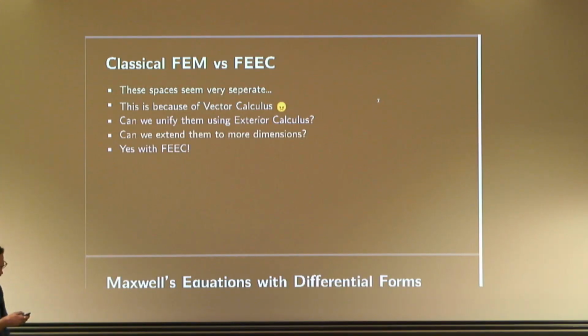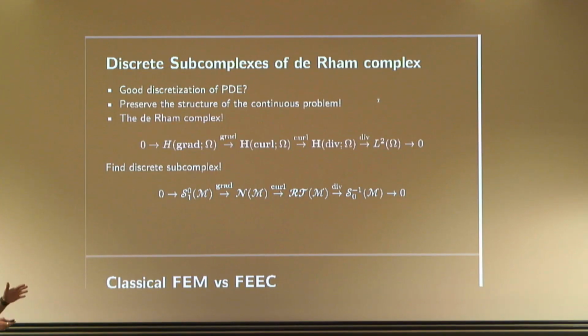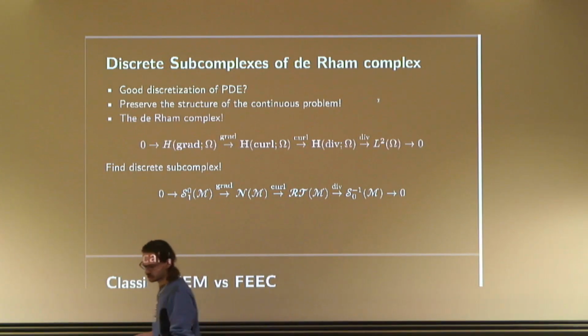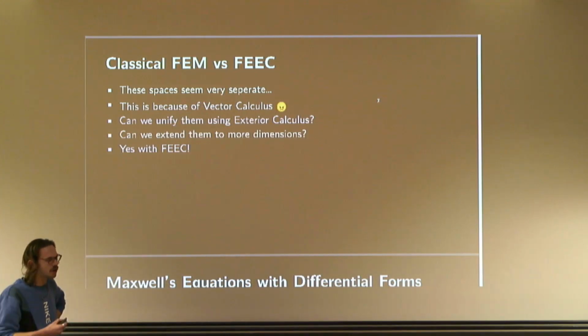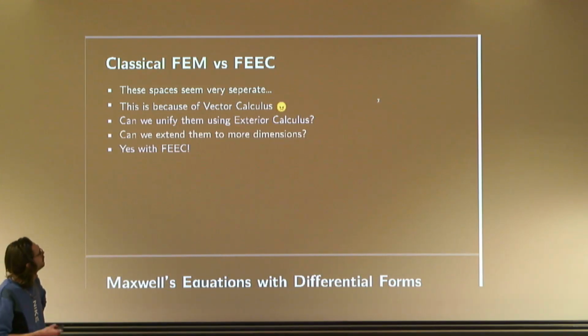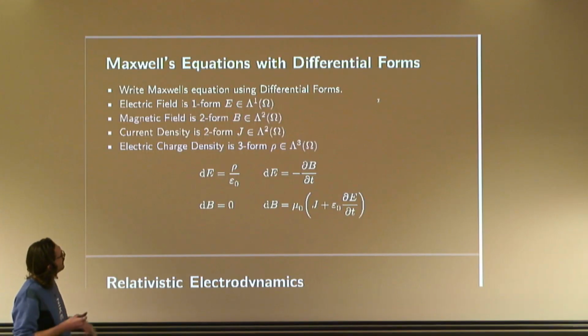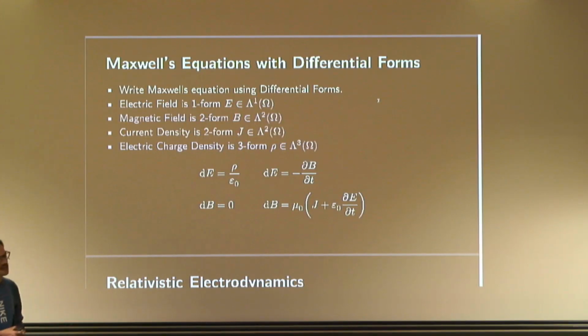But really, these spaces are kind of very separate. These all seem very different from each other, and that's unfortunate. And this is really the fault of vector calculus. And maybe we can use exterior calculus to do a little bit better, have some unification, and maybe even extend it to arbitrary dimensions. And the first step for this is to formulate Maxwell's equations using differential forms.